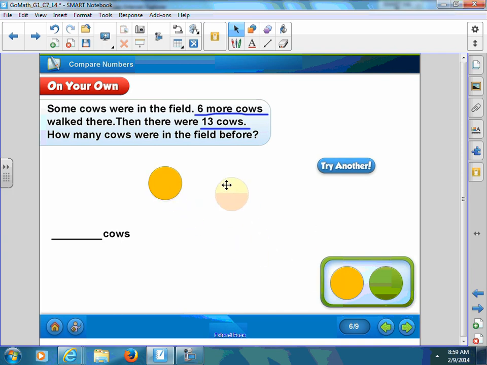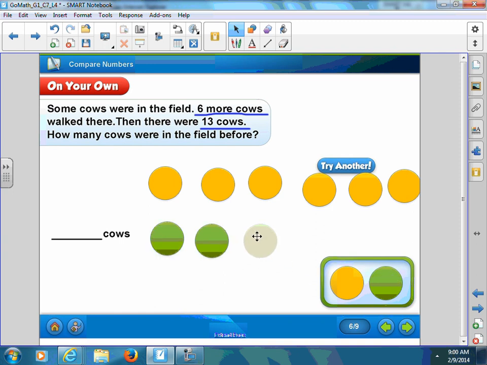1, 2, 3, 4, 5, 6. Now, what I need to find out is how many cows were in the field before. So we have 6, and we need to get to 13. So 7, 8, 9, 10, 11, 12, 13. But it's asking how many were in the field before, so that would be these green cows.